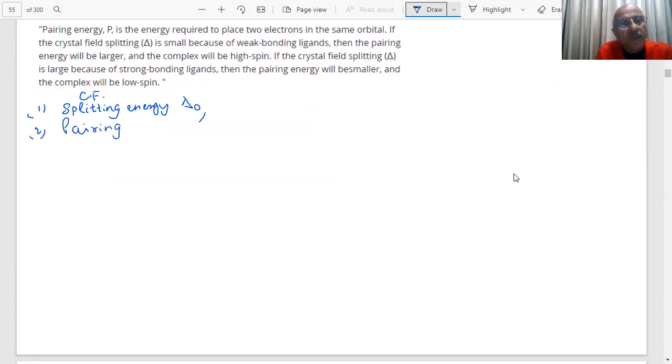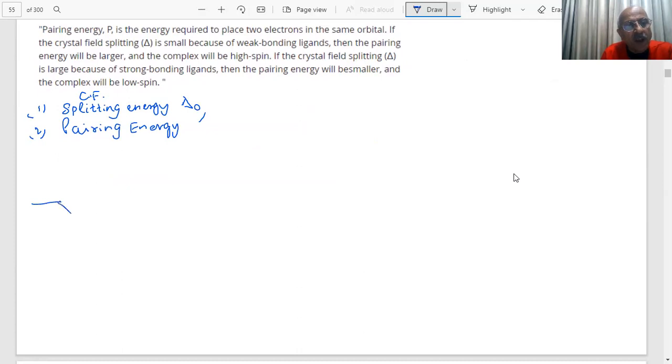Second, there is a pairing energy. When electrons get paired, what will happen? That will require some energy. That will cost energy. So this is the story you have: one, two, three. These are our splitting, and we can show this is our delta O. Okay, this is my zero point. So this is our splitting energy.